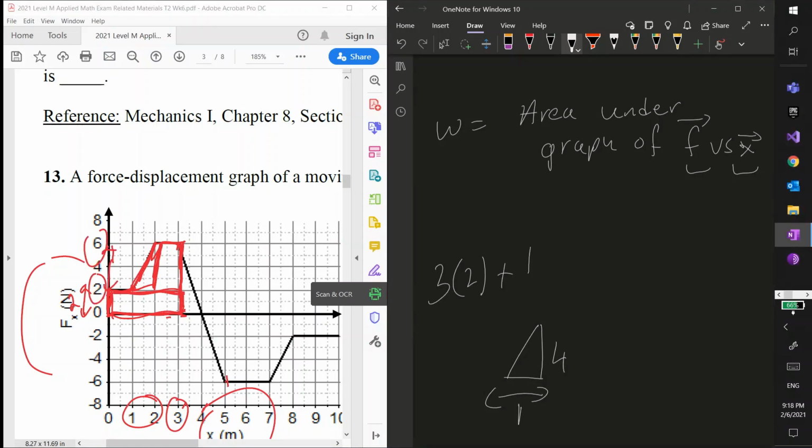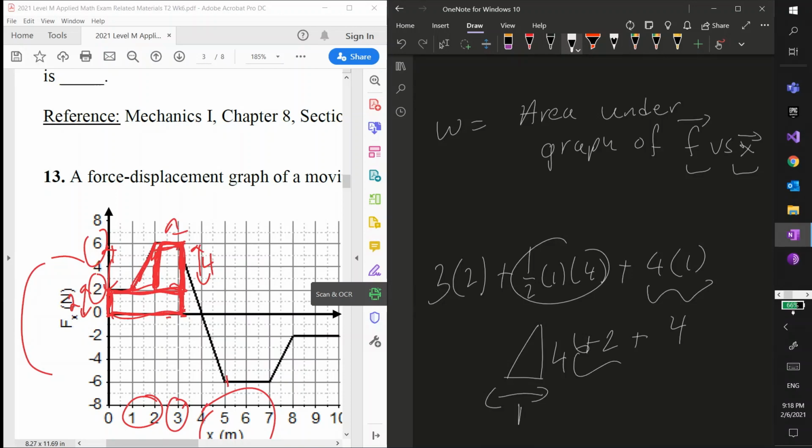So the area is going to be half of 1 into 4, plus the area of this rectangle, the one left out. This is going to be 1 and this height is going to be 6 minus 2, which is 4. So 4 multiplied by 1. If you do that, that's 4, plus this is a 2 plus a 6. So this is a 12. And since you're finding work, it's 12 joules.